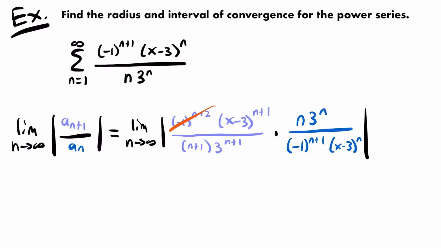So we can cross those two parts out. The absolute value bars eliminate them. And then another thing that we can simplify are these powers for x minus 3 and 3. We can split those powers up, and that will make for some nice cancellation.